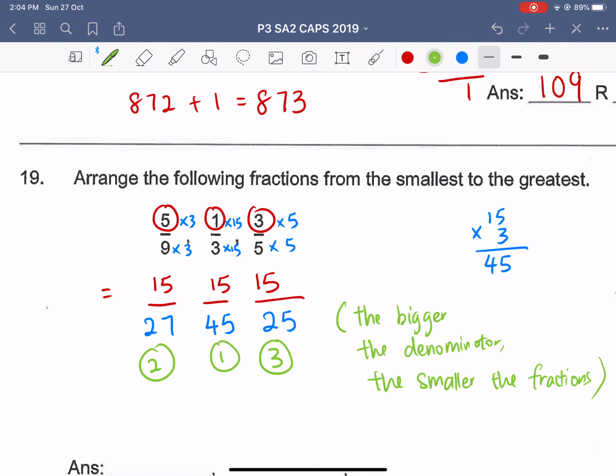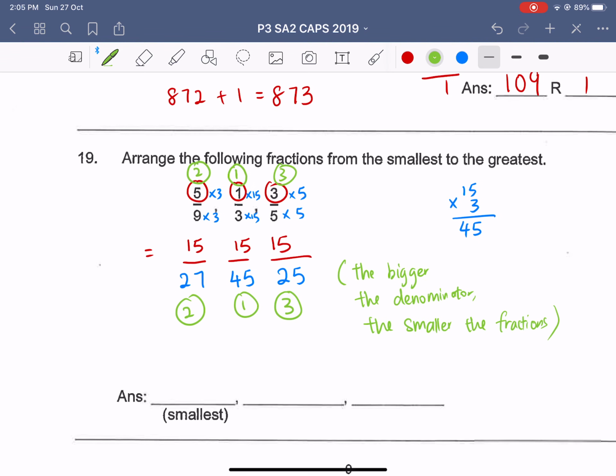Okay, so we do that to the question also. This should be the first one, this should be the second one, this should be the third one. So if I write it out in the answer, it will be 1/3 first, followed by 5/9, then 3/5.